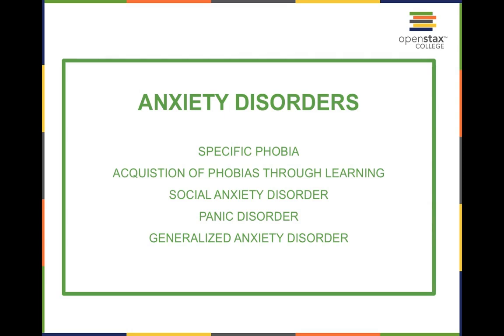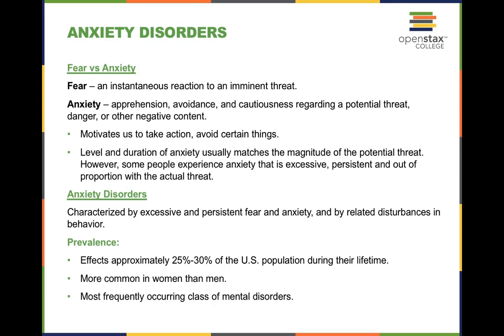All right. The first category of disorders that we are going to talk about includes anxiety disorders. Firstly, we'll talk about specific phobia. We'll learn how phobias develop. We're going to discuss social anxiety disorder, panic disorder, as well as generalized anxiety disorder. Now, it's important to make the distinction before we get into anxiety related disorders: fear versus anxiety.